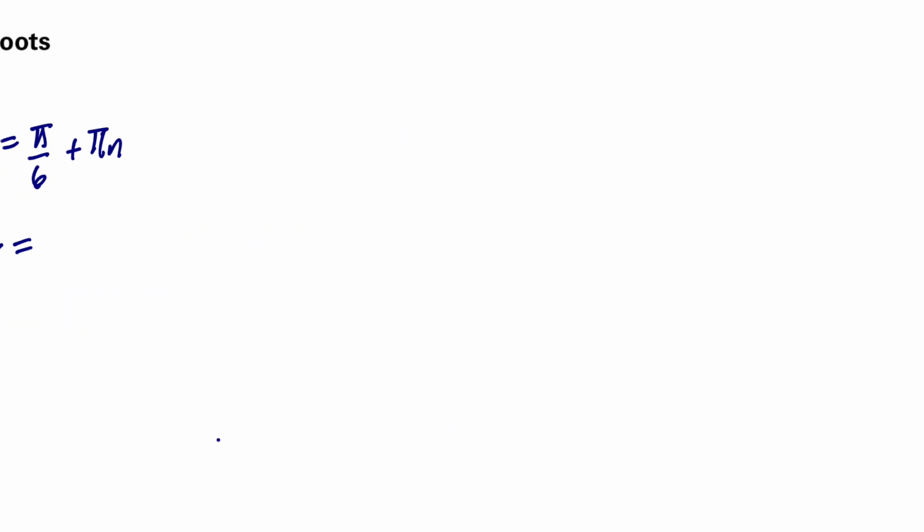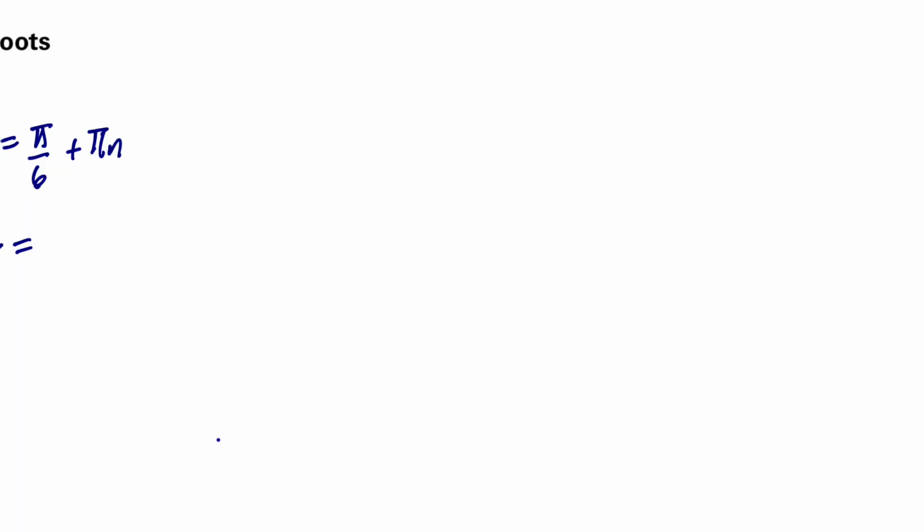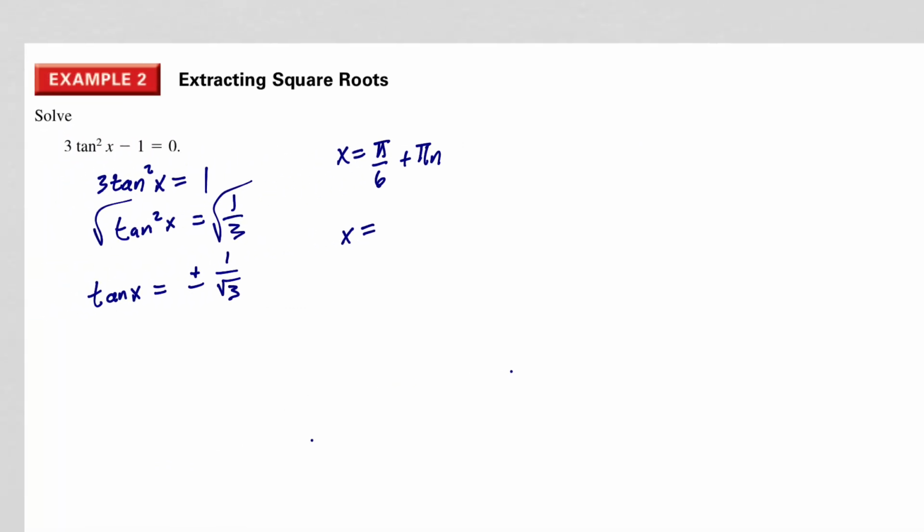So to illustrate again, if I added pi to pi over 6, I'd be here, which is a solution. If I added another pi, I'd be back here. Add another pi, back here. So that's always going to hit those general solutions. And now I want to do the 5 pi over 6 and also add pi n. So 5 pi over 6 plus pi n. And that covers all of my general solutions in total. So this is my answer.